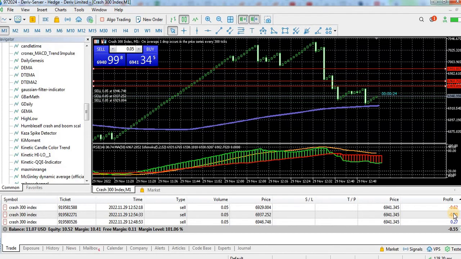Rule 1 is win big. Rule 2 is win small. Rule 3 is lose small. And rule 4, which is very, very important, is never lose big. Don't ever lose big. Understand? Don't ever lose big.